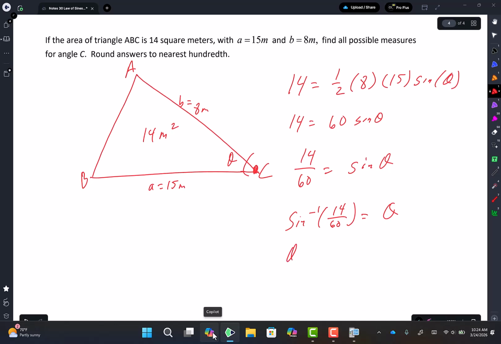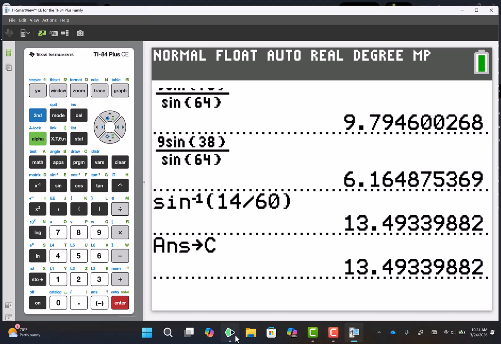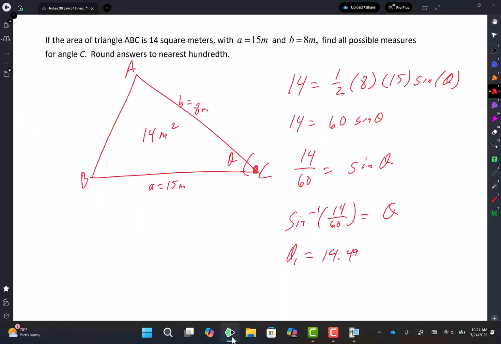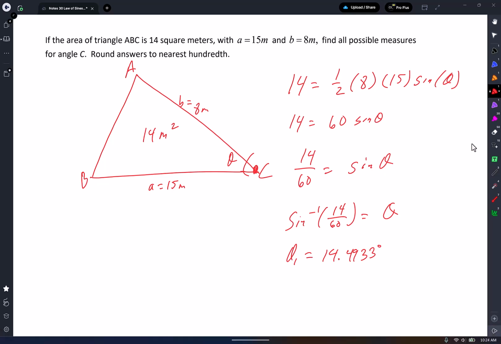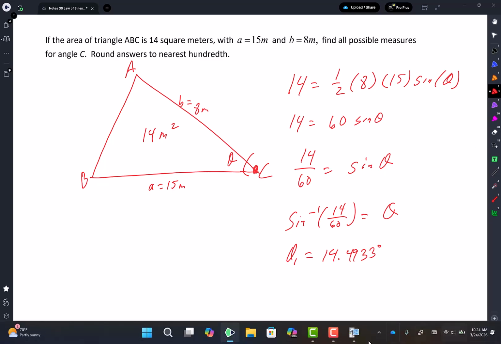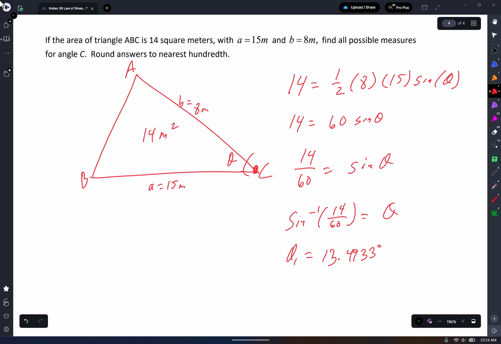So I'm going to write theta 1 equals 13.4933. That's truncated, right? Chop, why did you write theta 1? Is there another one? Oh, I wrote 14 and it was 13. Dang, man. Thank you. All right. That is one answer. Did they give you angle A and angle B? No, they did not. So you have another answer.